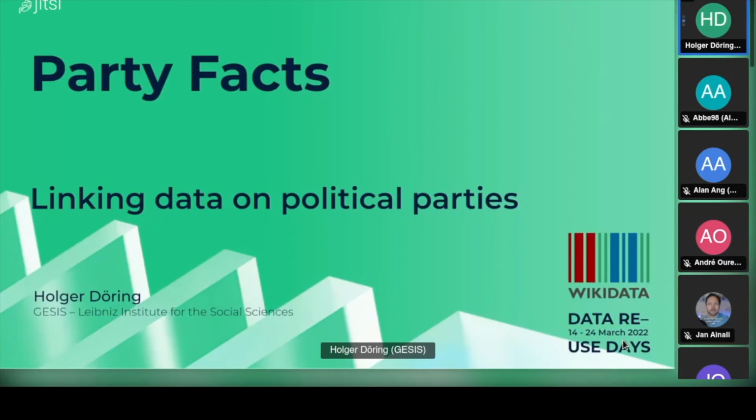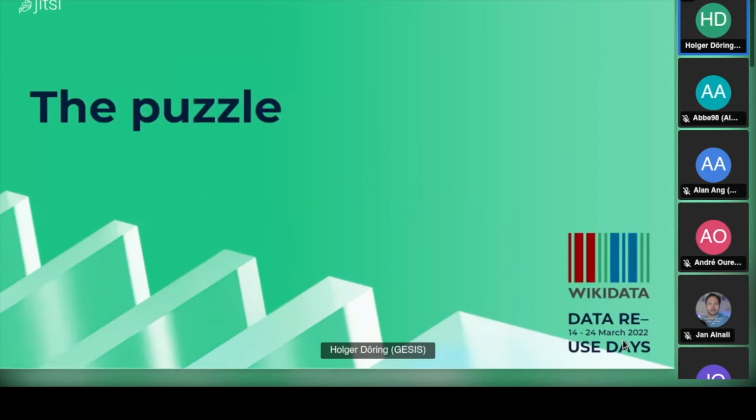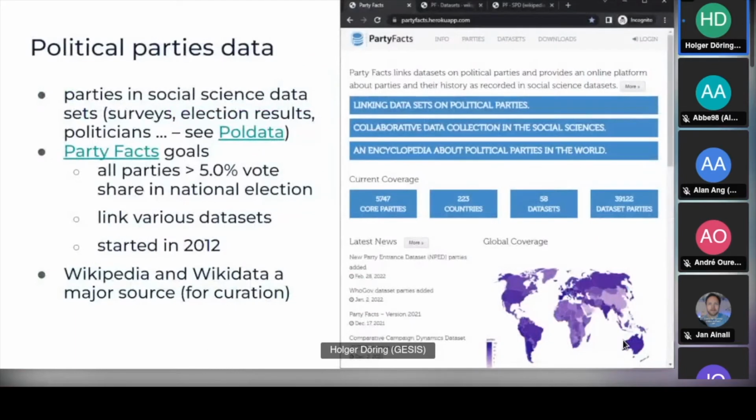to talk about important applications of Wikipedia and Wikidata in the social sciences. Actually, I just found out that the project that I'm going to present, Party Facts, started in 2012 when Wikidata also started. So what is Party Facts doing for social scientists? In the social sciences, we have political parties in very many different data sources. We have them in surveys, we have them in election results, we have politicians. We have seen some presentations here before already, where also some of the actors and politicians are affiliated with political parties.